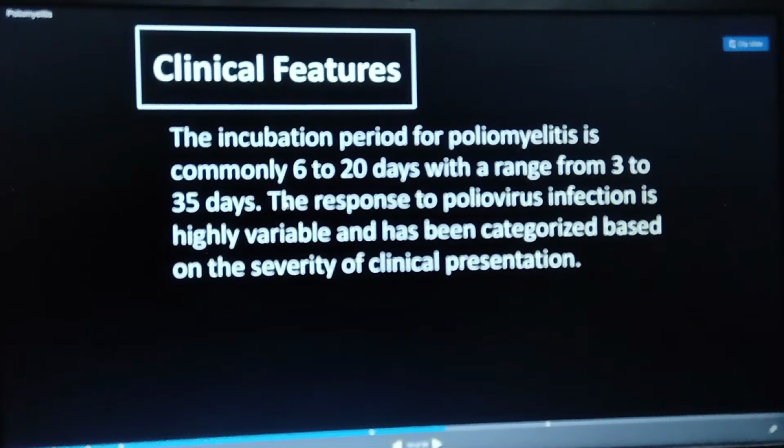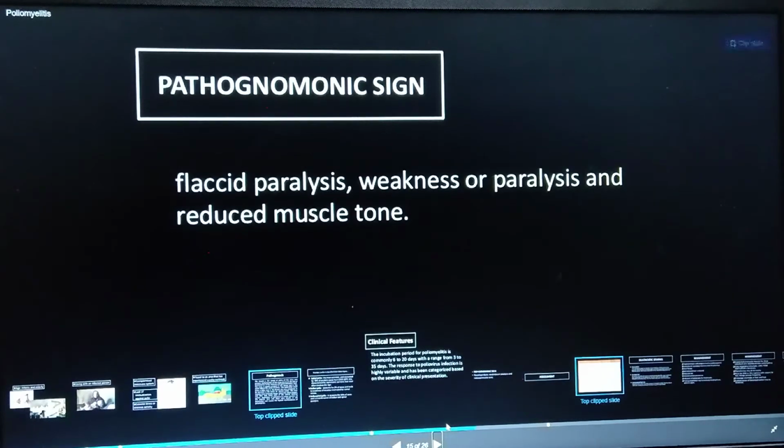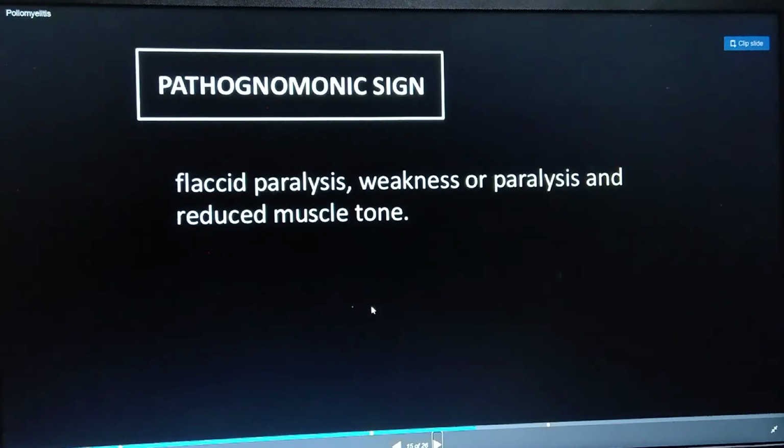So this virus may stay alive in your body and show the clinical manifestations. Okay, so first we'll see the pathogenomic signs. What signs will you see when the incubation period starts?